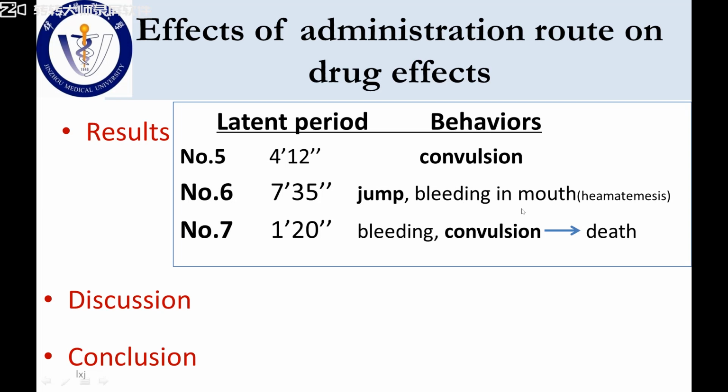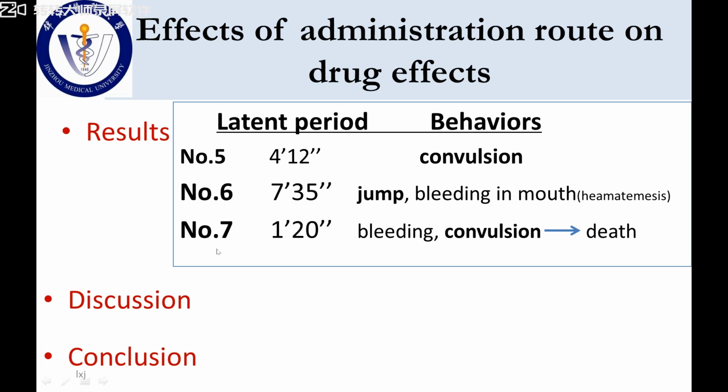hematemesis, bleeding in mouse. Actually, bleeding from mouth because of overcontraction of every piece of muscle. The mouse maybe bites its own tongue. That's why bleeding from mouth. This is number 6, administered by intragastric administration. So the latent period to show these symptoms is 7 minutes 35 seconds.